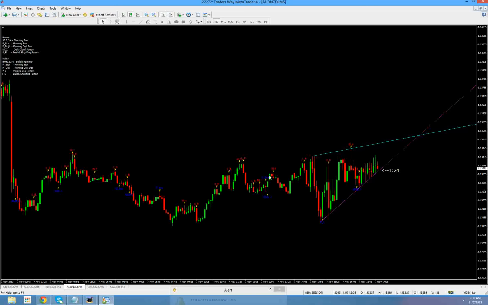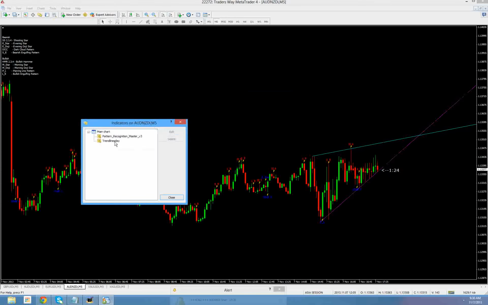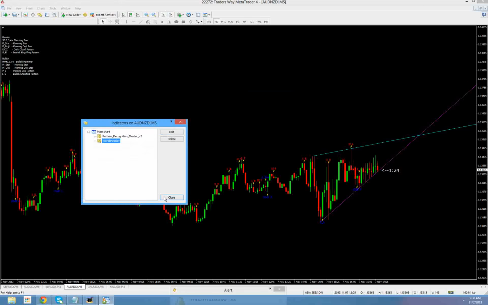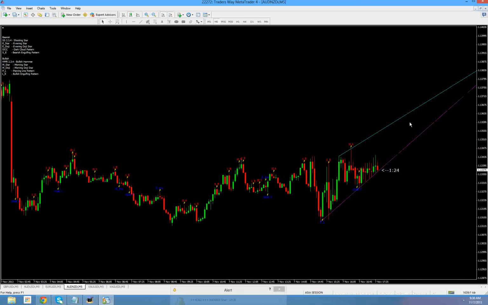Well, it's pretty easy. Just go to your indicators list, bring up trend lines daily. See where it's end period 15? Let's see if we drop it to 10, what happens to those trend lines. Now we get a different trend line. The idea here is I go through 15 up to about 50 in steps of 10, and it'll show you different ways you could identify a trend or draw a trend line.